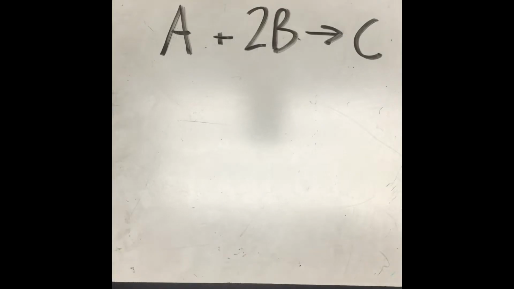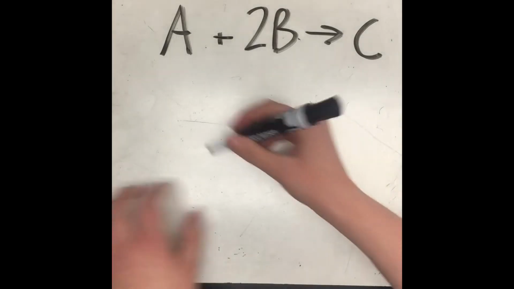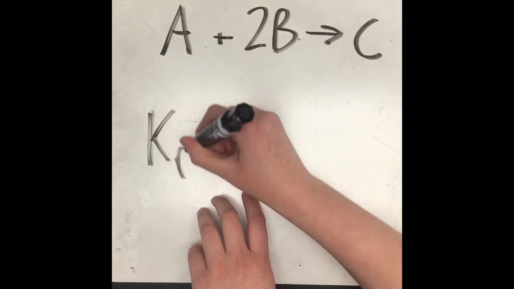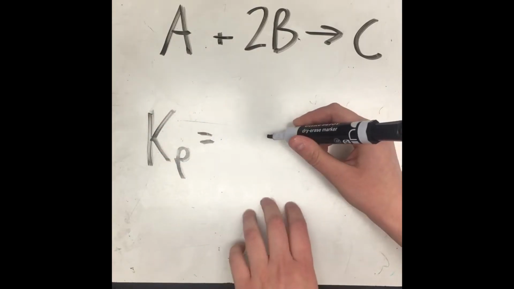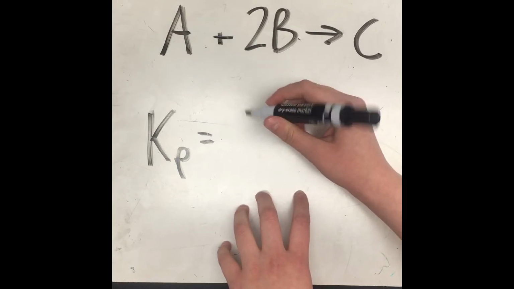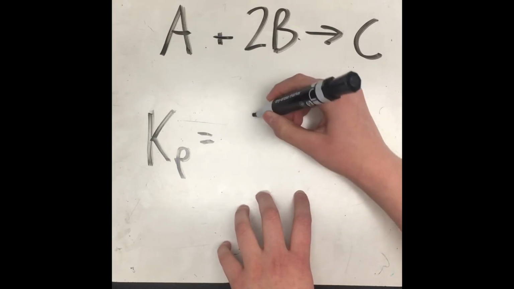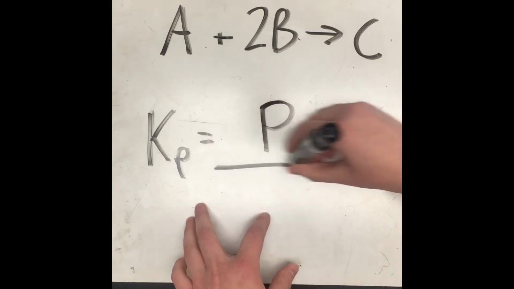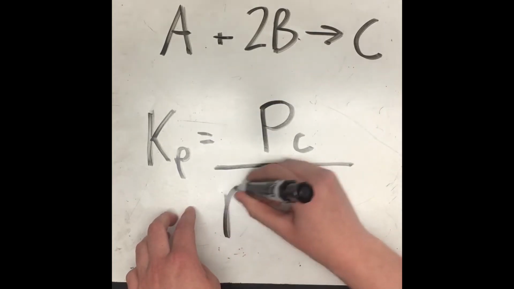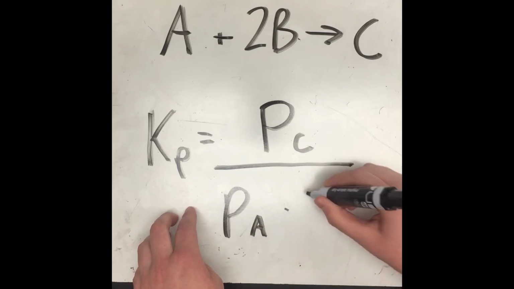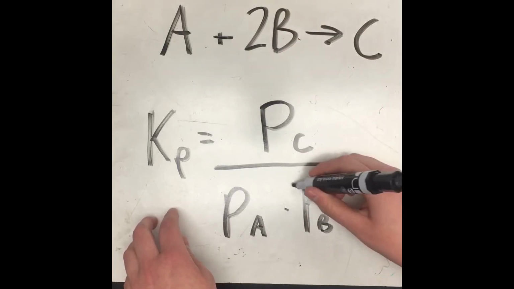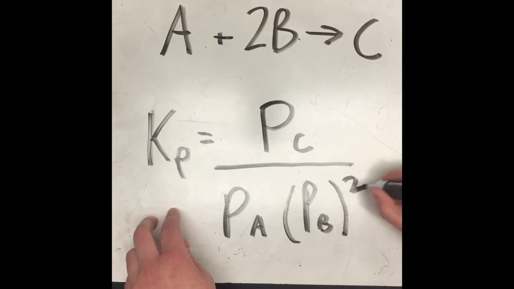So here's an example if you were setting it up for KP, which is pressure. Instead of writing the brackets indicating concentration, you write the pressure. So the pressure of C over the pressure of A times the pressure of B. But since you have this coefficient here, you would square this quantity.